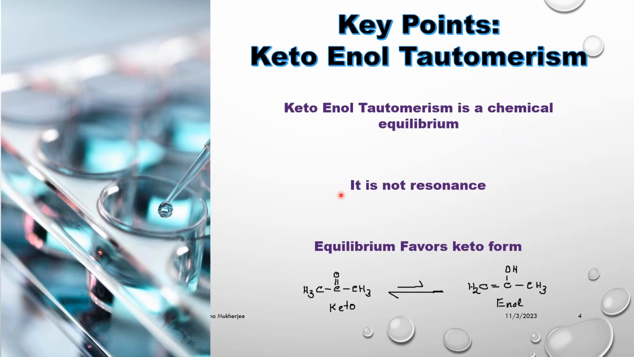Keto-enol tautomerism is not an example of resonance. It is an example of chemical equilibrium. And the equilibrium usually favors the keto form, but in some conditions, the enol form is also favored.